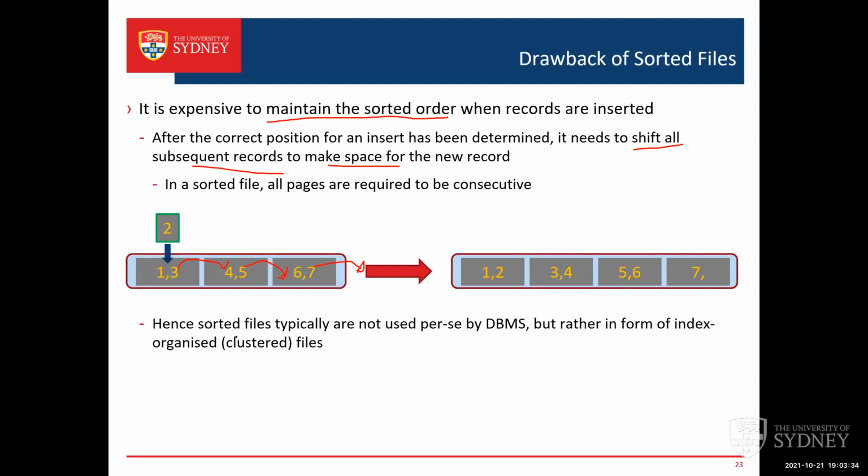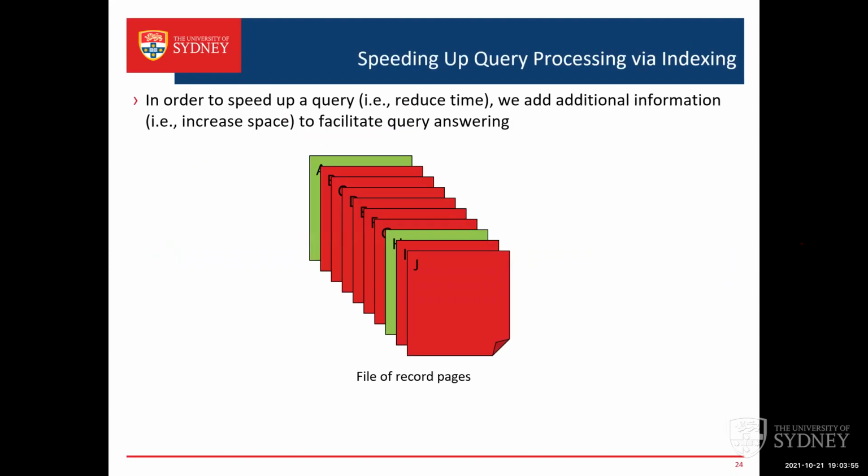That's why sorted files typically are not used in a DBMS. Although it gives us very good results with searching, it gives very poor performance when we are updating data. So how a DBMS actually handles this processing is using indexing. It speeds up the query processing via indexing.